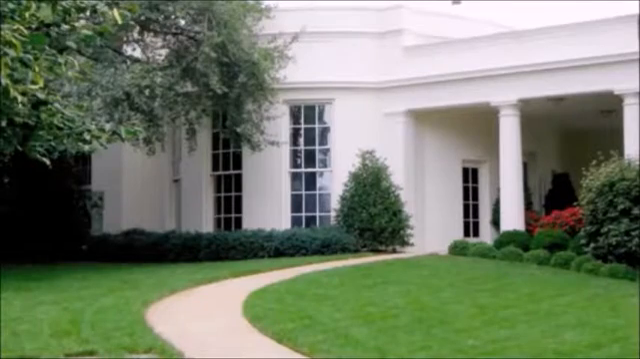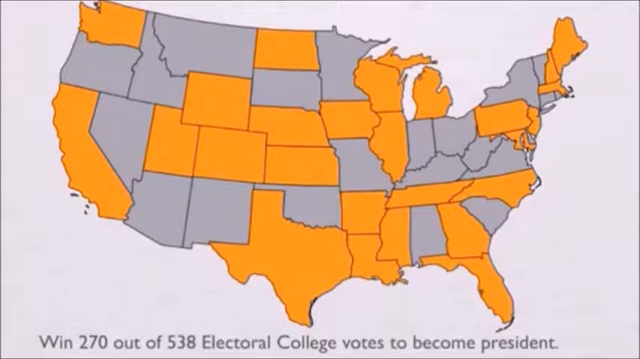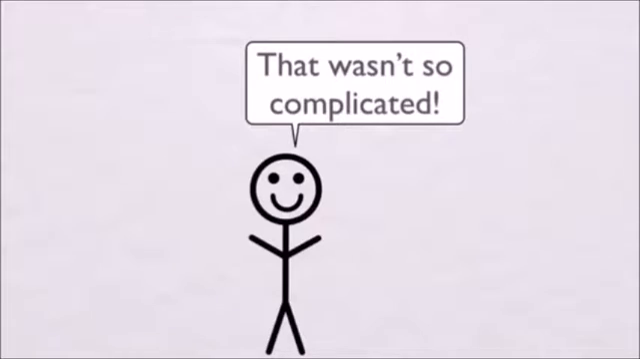So the path to the White House is clear. Win enough majorities in enough states to get more than half of the Electoral College votes, and you get to sit at the big desk. That wasn't so complicated, you say? Well, there were a few details left out.